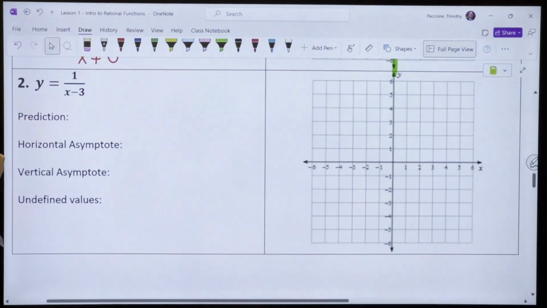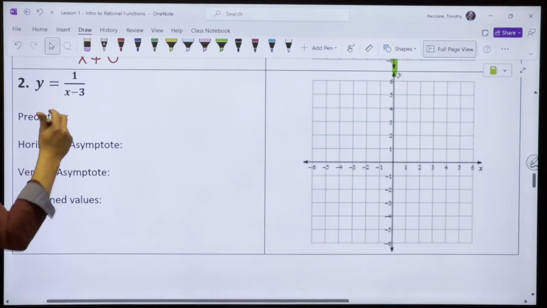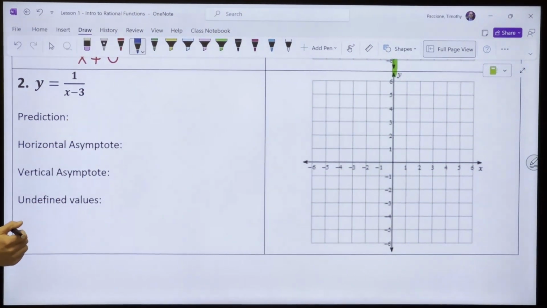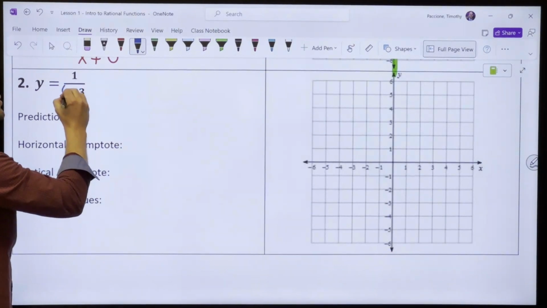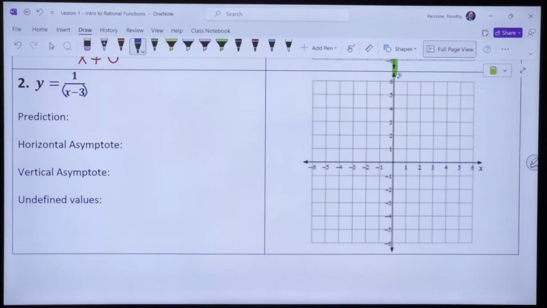What is 1 being divided by? X minus 3, the whole thing, right? So when we put this into a calculator, we'd probably put what around the x minus 3? Yes, because this is a group, and there are imaginary parentheses there.